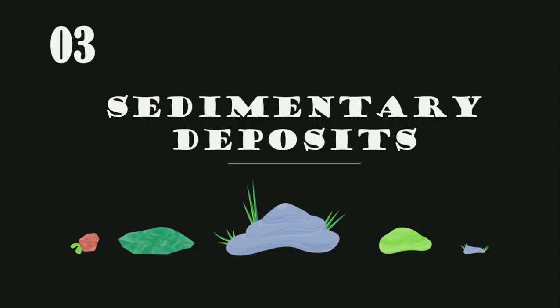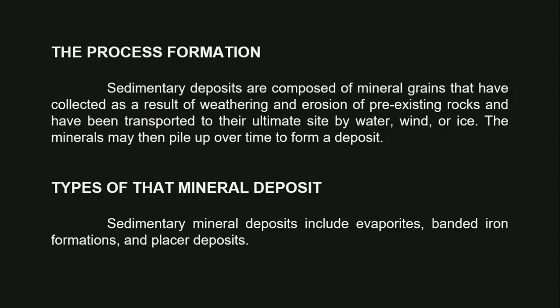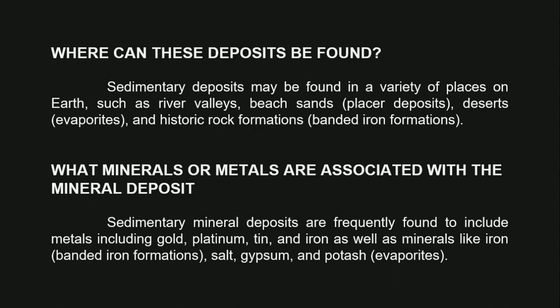Third is sedimentary deposits. Sedimentary deposits are composed of mineral grains that have collected as a result of weathering and erosion of pre-existing rocks and have been transported to their ultimate site by water, wind, or ice. The minerals may then pile up over time to form a deposit. Sedimentary mineral deposits include evaporites, banded iron formations, and placer deposits. Sedimentary deposits may be found in a variety of places on Earth, such as river valleys, beach sands, or placer deposits, deserts or evaporites, and historic rock formations, banded iron formation.